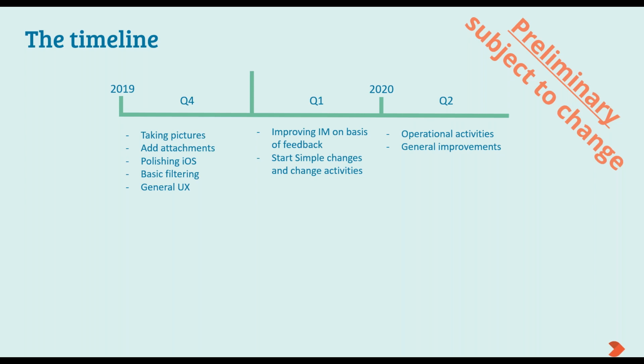Lastly, for Q2, planned are the operational activities and some general improvements. You can think of things like push notifications, maybe some general user interface things that need to be improved. But we really want to set the basis first with having all the tasks available and then moving on and improving on that later.